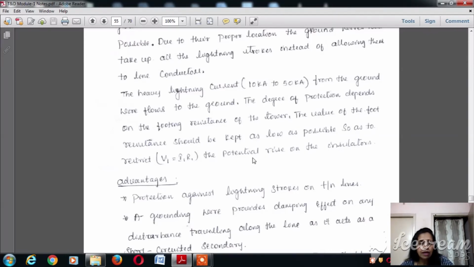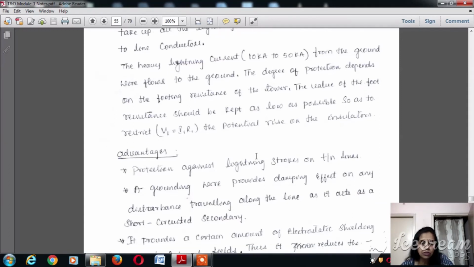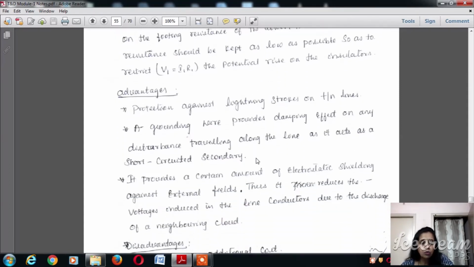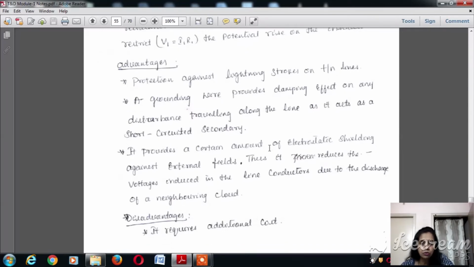The value of the foot resistance should be kept as low as possible so that it can bypass all the current through the protection system, so as to restrict the potential rise in the insulators, V1 = I1 R1. So now what are the advantages of this? The advantages are protection against lightning strokes on transmission lines.